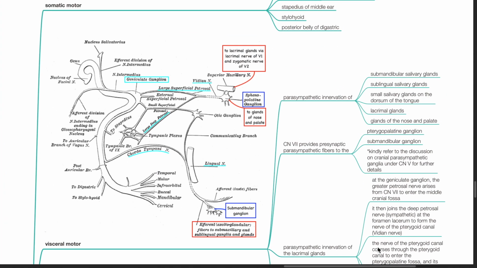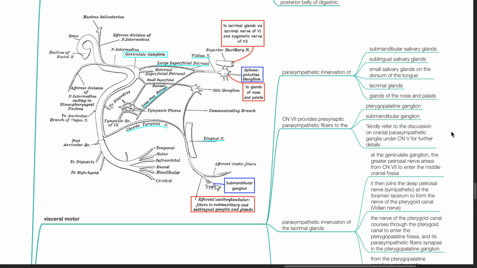Cranial nerve 7 provides visceral motor supply, parasympathetic innervation of the submandibular salivary glands, sublingual salivary glands, small salivary glands on the dorsum of the tongue, lacrimal glands, and glands of the nose and palate. Cranial nerve 7 provides presynaptic parasympathetic fibers to the pterygopalatine ganglion and submandibular ganglion.